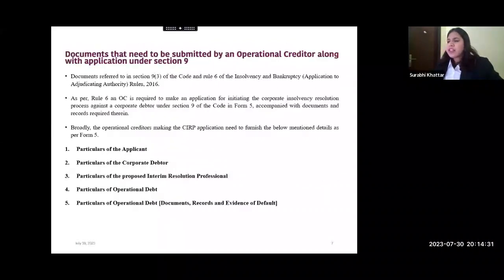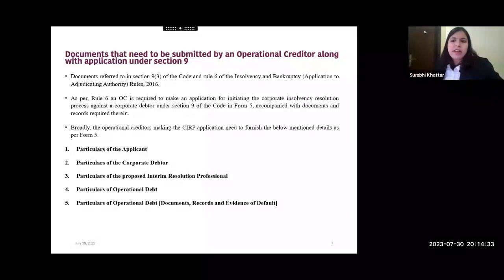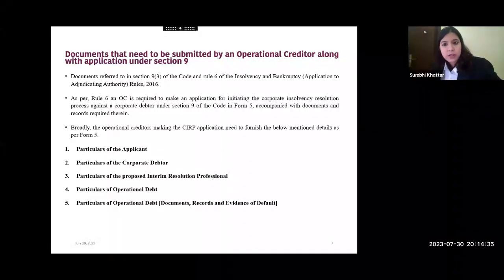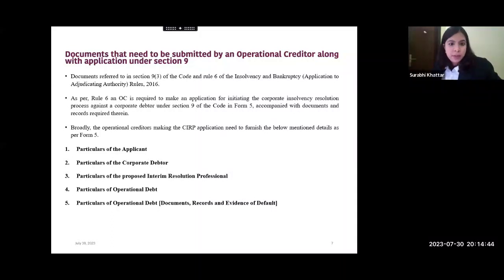Along with the Section 9 application, the operational creditor can attach the demand notice, the reply to the demand notice, whatever purchase orders have been placed, all invoices, and all the documents that are required and that concern that particular transaction. They will be annexed with the Section 9 application, and then it has to be filed before NCLT.